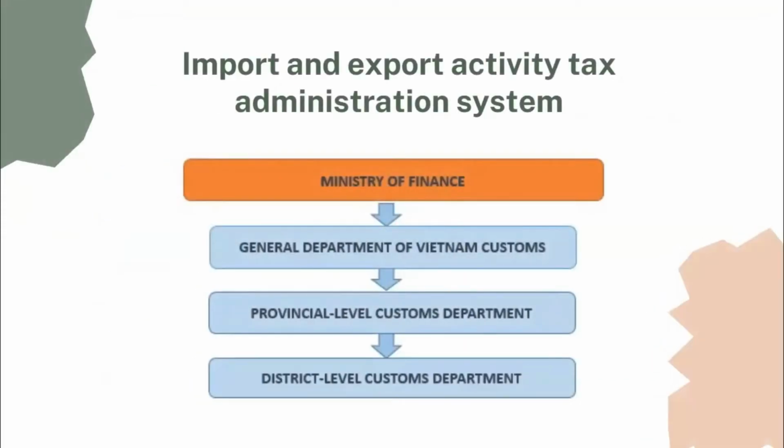And here is the Import and Export Activity Tax Administration System. Here we also have the Ministry of Finance, then comes the General Department of Vietnam Customs, the Provincial Level Customs Department, and finally the District Level Customs Department.